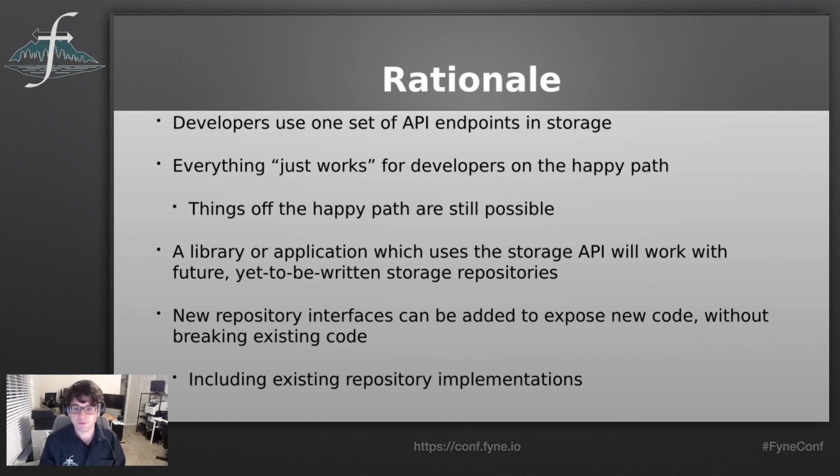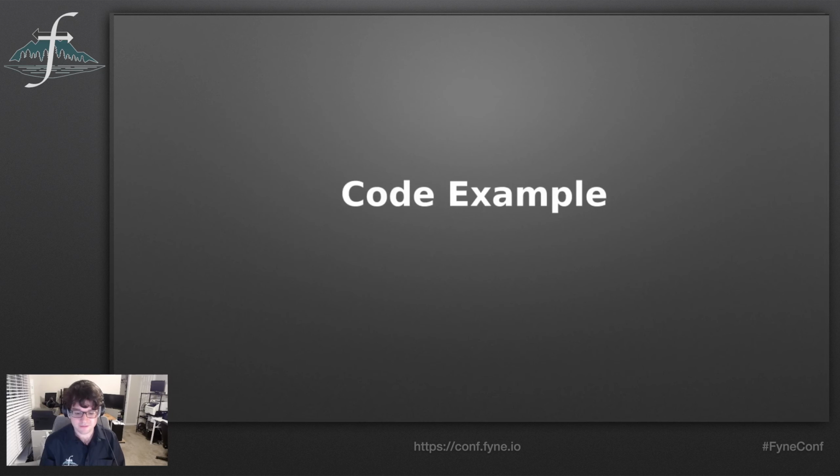Also, we can add new repository interfaces to expose new functionality, like maybe we wanted to have a get compressed reader or something that reads some kind of transparently compressed object. We could add that without breaking existing code or existing repository implementations, because that would be a new repository interface type with a different endpoint in storage and a different type assertion. So all of the existing code would still keep working, and library authors, especially repository implementers, wouldn't have to do any work in order to get their code working, or to have it continue working, I should say.